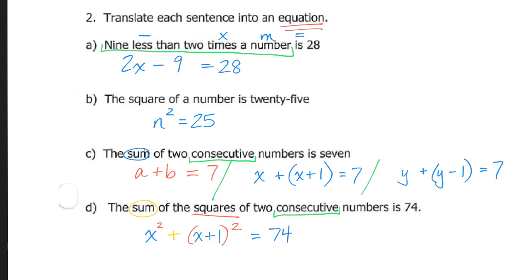I'm just going to add in very quickly what that other one could have been had we viewed y as the larger of two numbers. The square of one added to the square of the other gives me 74. And there we go with translating.